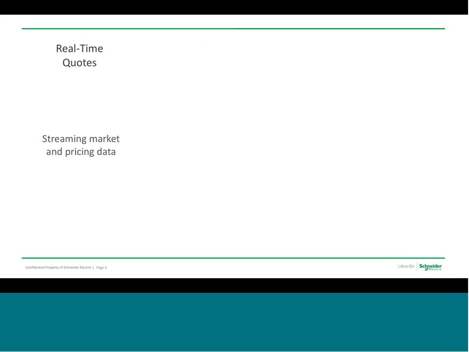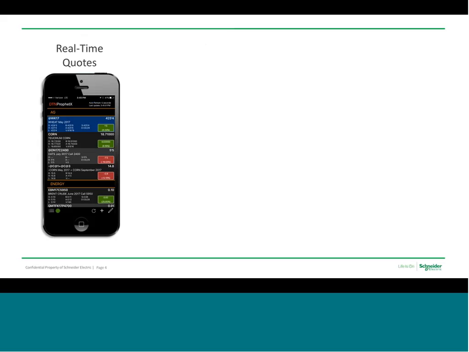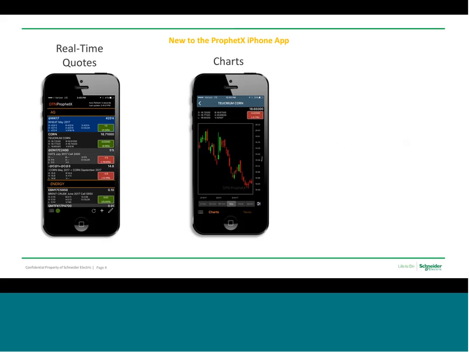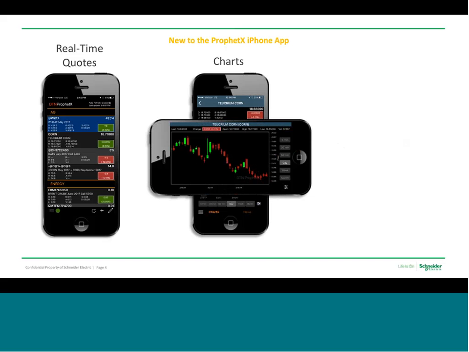So let's talk about, as I mentioned, the quote lists and delivery of streaming real-time data through symbols that you desire to keep up to date on, which has been in place for some time. But let's talk about what's new to the ProfitX iOS app. We've introduced charting capability, the presentation of real-time and historic quote data to the bar, candlestick, or line charts, depending on your preference. That's available both via portrait and landscape on the iPhone at various intervals.